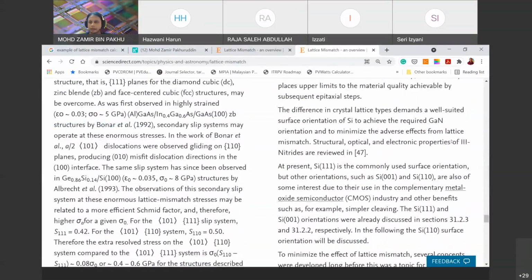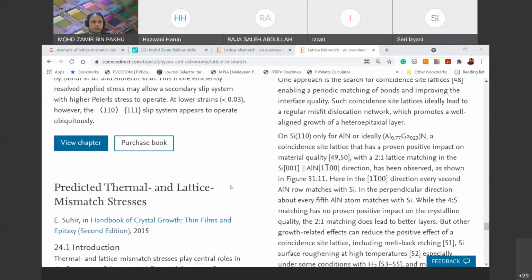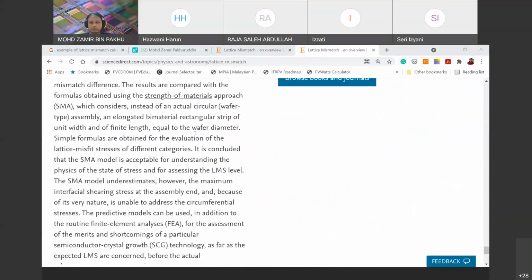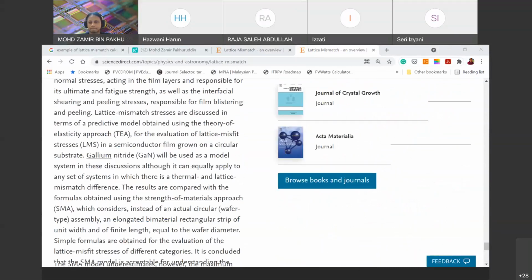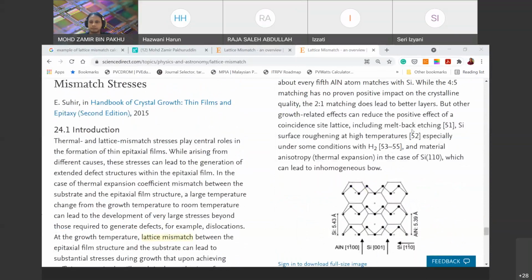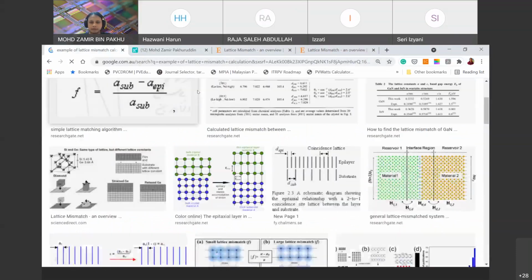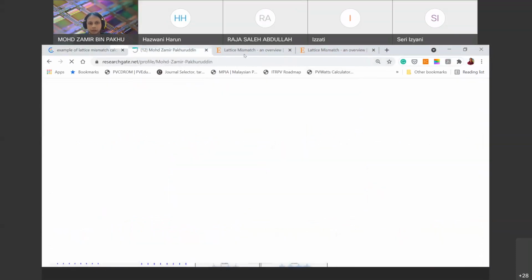Anybody working on XRD to determine the lattice constant in your FLP? Ada ke buat XRD? Anyone working on XRD? Ada. Okay, Juara, you guna XRD for what? Is it for lattice constant related stuff or something else?